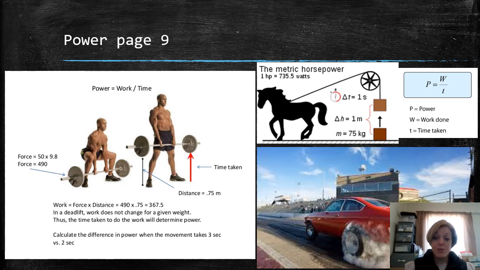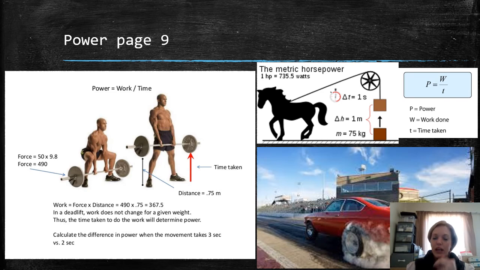Okay, grade nines, before we carry on with any sort of problem solving, any sort of calculations, I need to introduce to you the concept of power. Now, power is work over time. It's how much energy was used in a particular time.